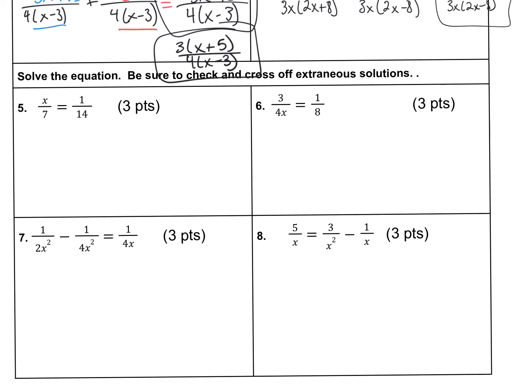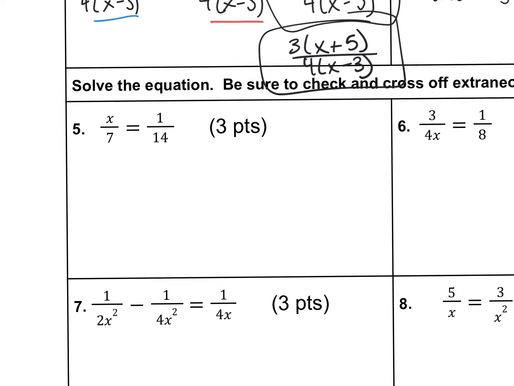Halfway through the first page. Number 5. These are equations. It says solve the equation and then be sure to check and cross off extraneous solutions. So that's what we're going to do. Okay, when we have an equation, we want to, again, look at the denominators, 7 and 14. What will they both go into? 14. That's my common denominator, okay?